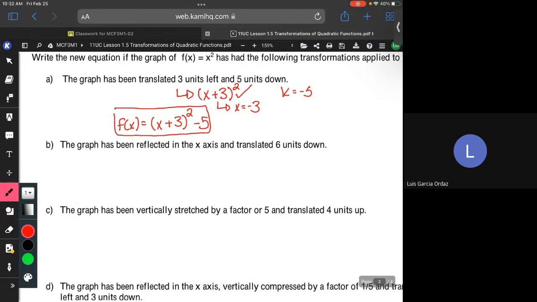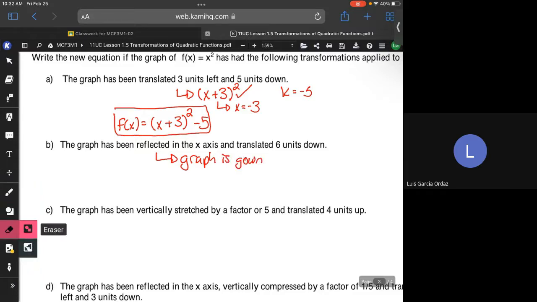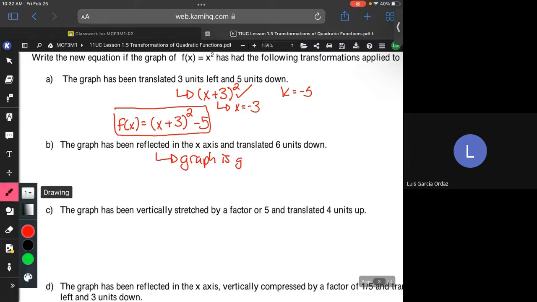So now we have example B. The graph has been reflected in the x-axis and translated 6 units down. When my graph is reflected, which way is it opening? Down. So reflected in the x-axis means that my graph is going down, which means my a is what? Negative. And is there a specific a value here, or is it just 1? 1. So a is going to be -1.